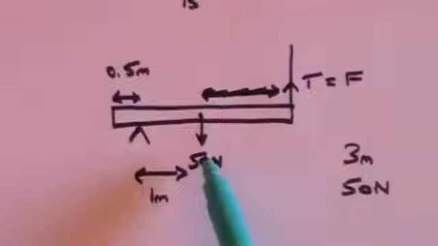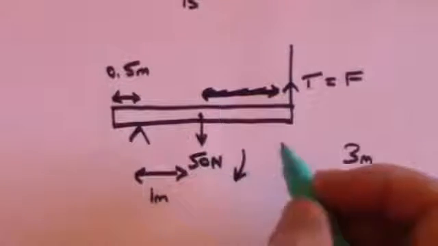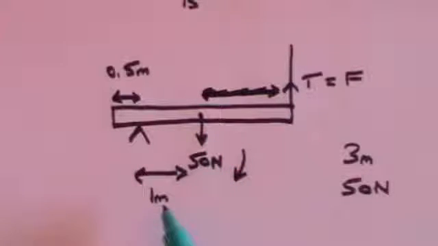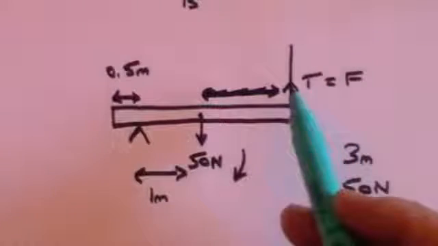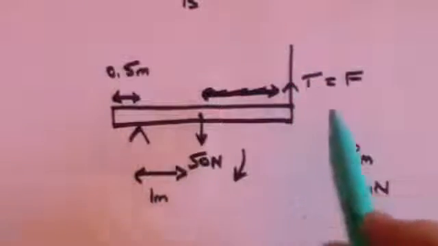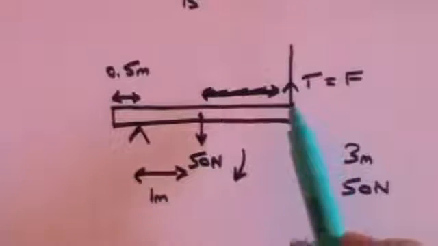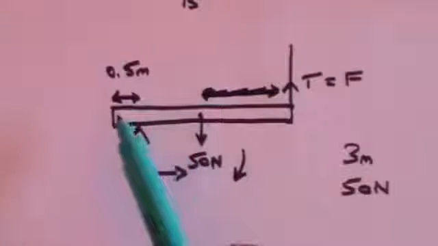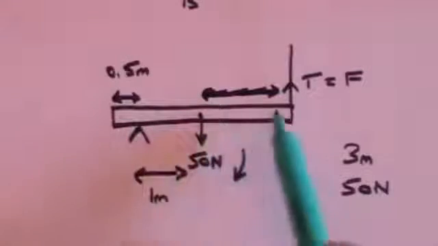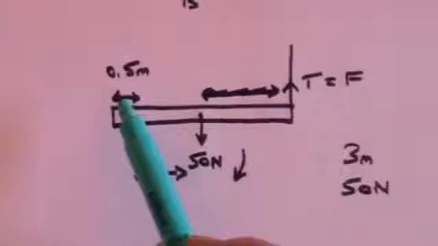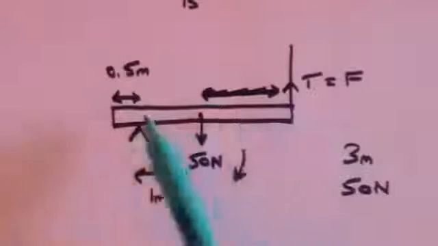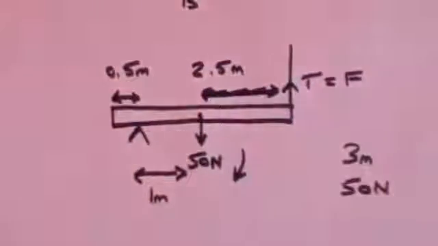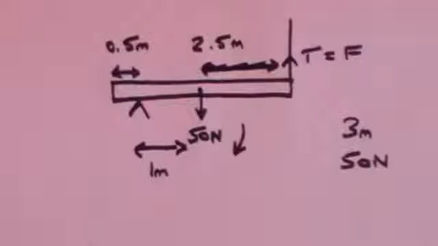So the force acting down, causing the girder to pivot around this pivot point, is 50 newtons times 1 metre. Whereas the cable which is holding it up is going to be the force multiplied by the distance from the pivot point, and that's going to be 2.5 metres, because the whole girder is 3 metres long, but the pivot point is 0.5 metres from the end. So the distance from the pivot point to the cable is 2.5 metres. And so for equilibrium, the moments on each side must be the same.